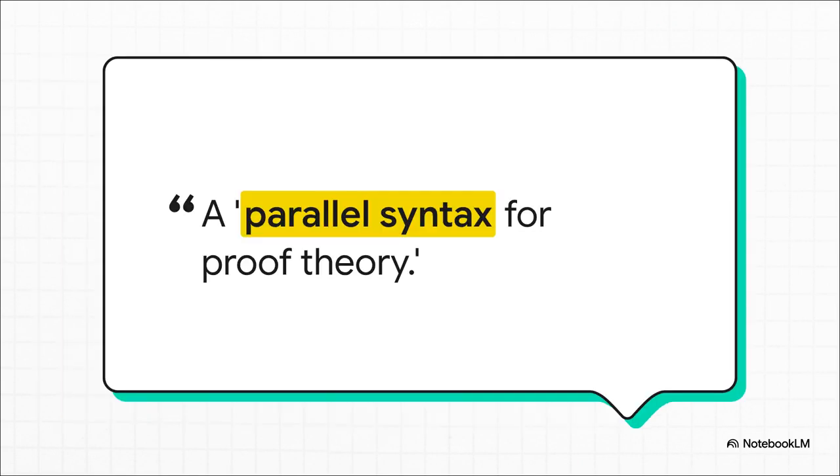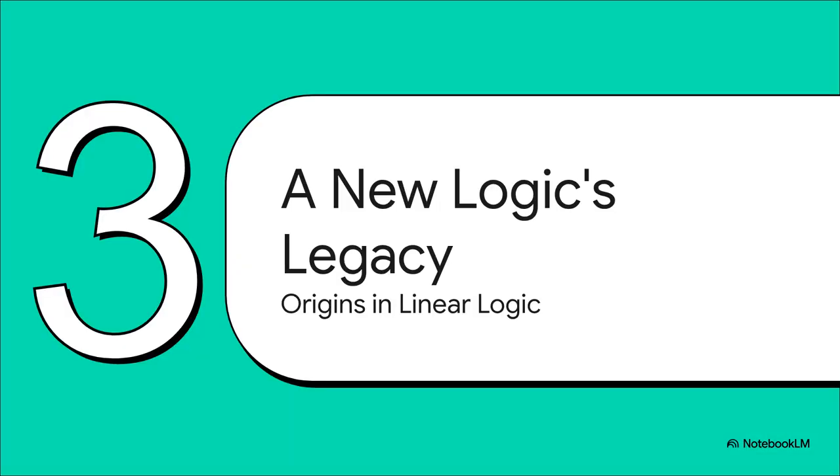One source I saw calls it a parallel syntax for proof theory, and that is just the perfect description. It totally captures this idea that we're not thinking in a single-file line anymore. Instead, we're seeing logic as this network of connections, a whole web of deductions happening all at the same time. But an idea this radical has to come from somewhere, right? To really get what proof nets are about, we need to look at their origins and the legacy of the new logic they grew out of.